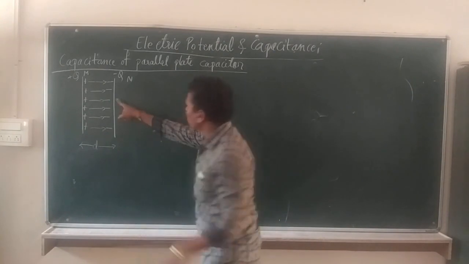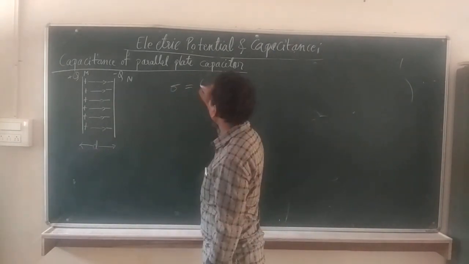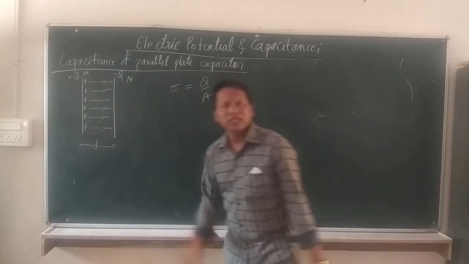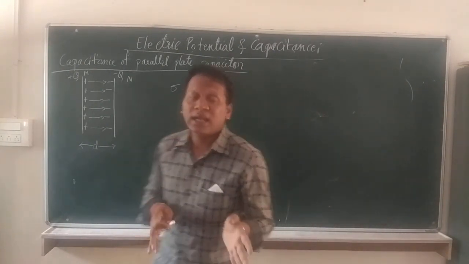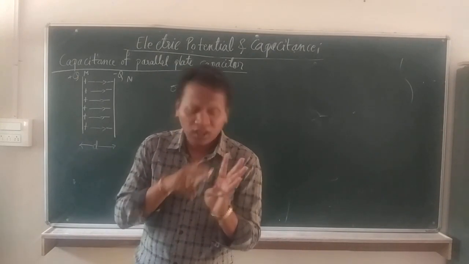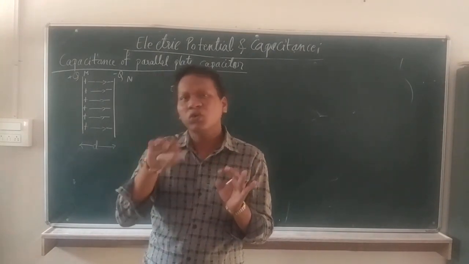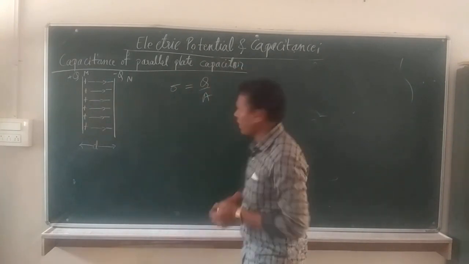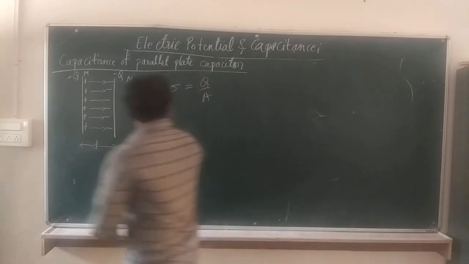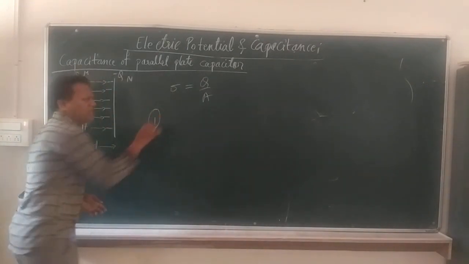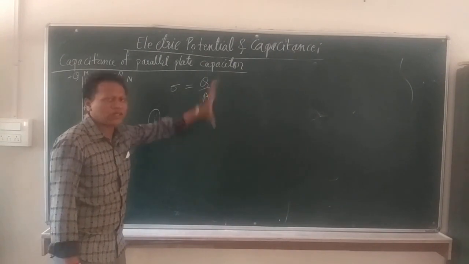If I want to calculate the charge density, sigma is equal to Q by A. As in the first chapter we discussed the charge distribution, charges can distribute linearly, over an area, or over a volume. So they can be one dimensional, two dimensional, three dimensional. So sigma is equal to Q divided by A. I just took the total charge, the charge density.